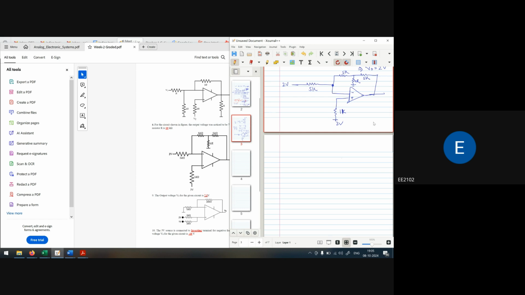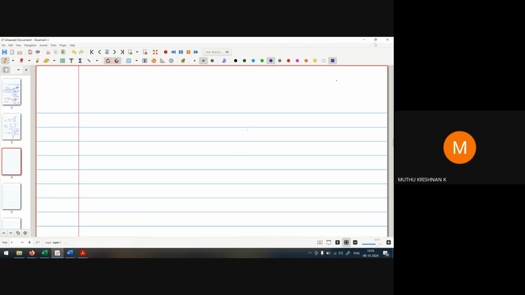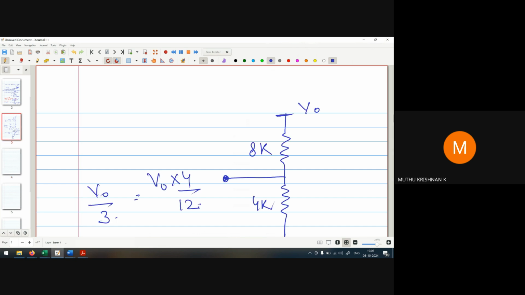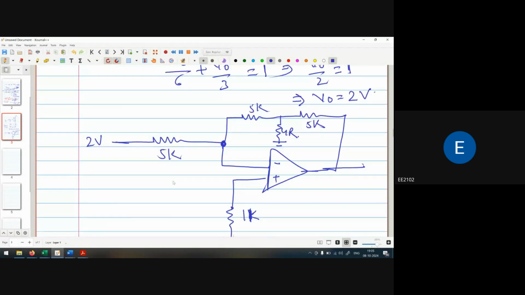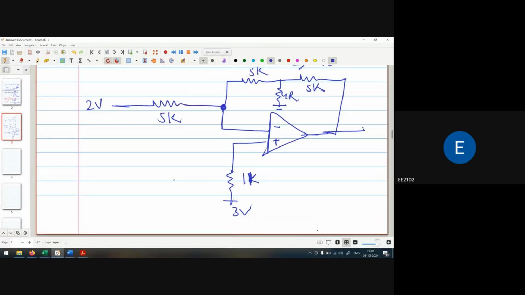So yes, how do you calculate it? Yes, sir. The voltage at the inverting terminal is 3. So the current flowing from right to left through the 5K ohm is 1 by 5 milliamps. If we draw from left to right, then it will be minus 1 by 5 milliamps.